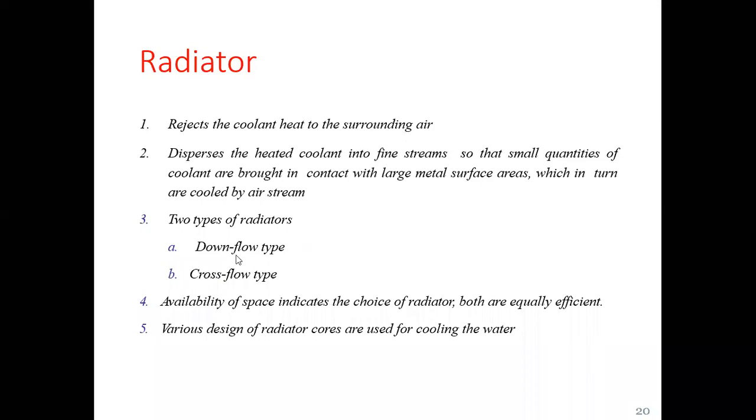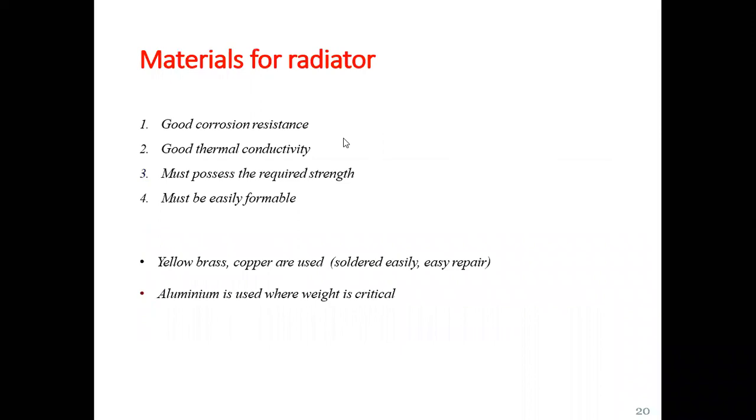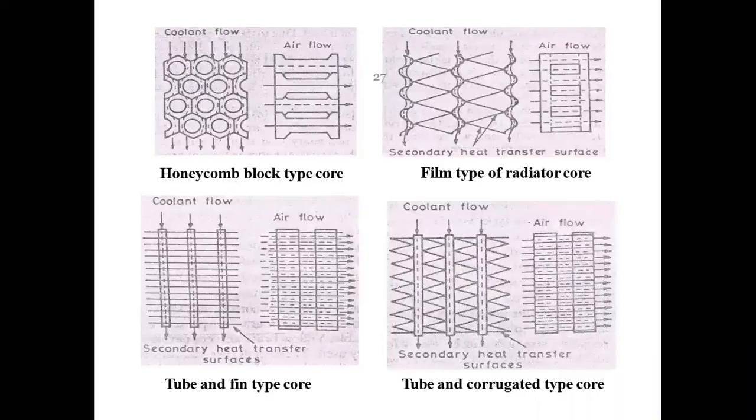Now radiators are of two types, that is the downflow radiator and the cross flow radiator. The availability of space indicates the choice of radiator. So which kind of radiator you choose depends upon the availability of space. Various designs of radiator cores are generally used for the cooling of water. We will see them one by one. Here are the different types of cores that are used in order to cool the coolant with the help of a radiator and an air stream.